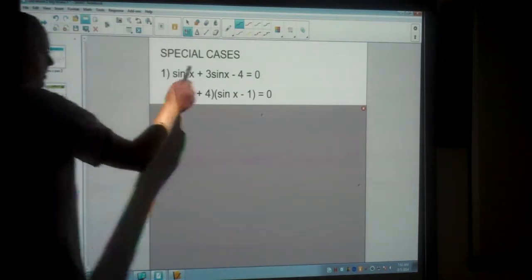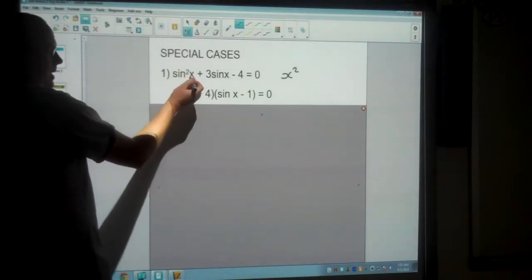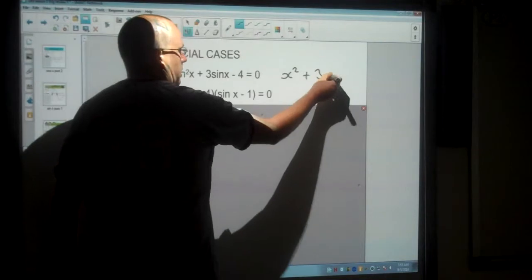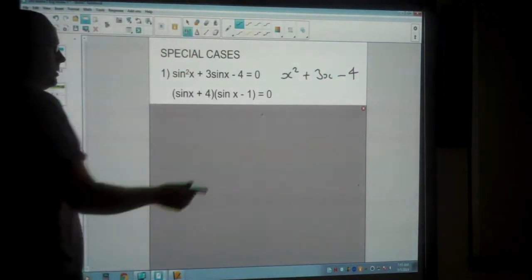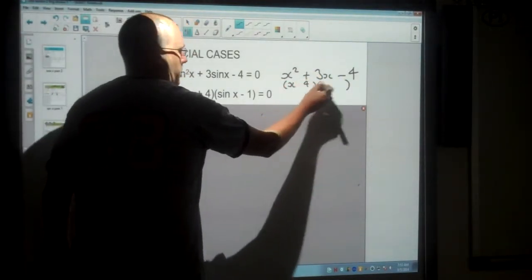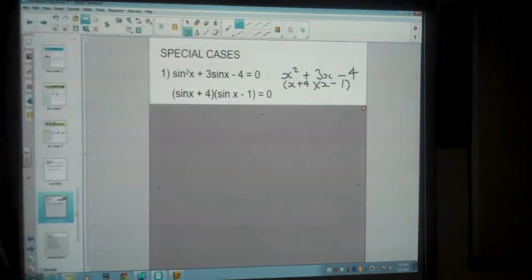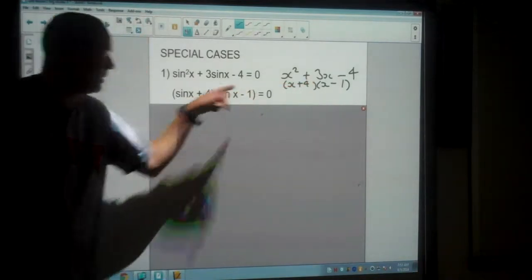If you struggle with this part, you can see this as a squared, so just put x squared instead of sine squared. Instead of 3 sine x, just put 3x. And then go ahead and factor this one. So two numbers that times to make 4, subtract to make 3, that's going to be 4 and 1. And I need positive 4 and negative 1. Then after you've done that, just replace x with sine x.